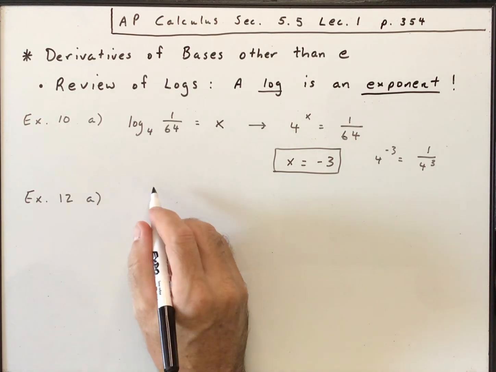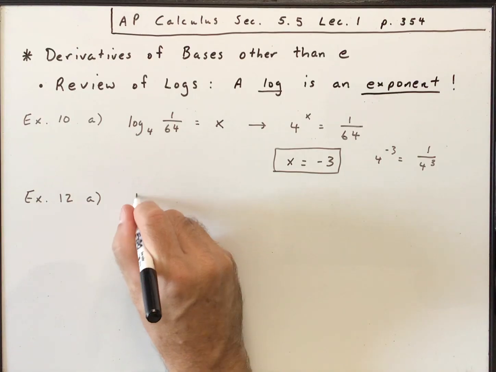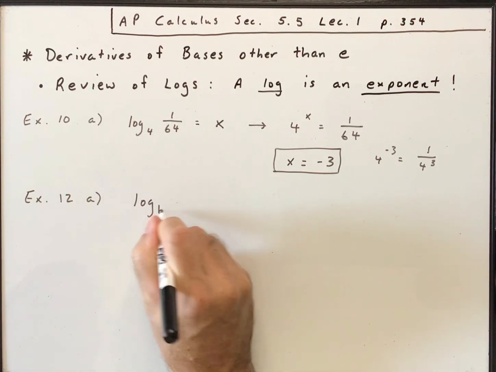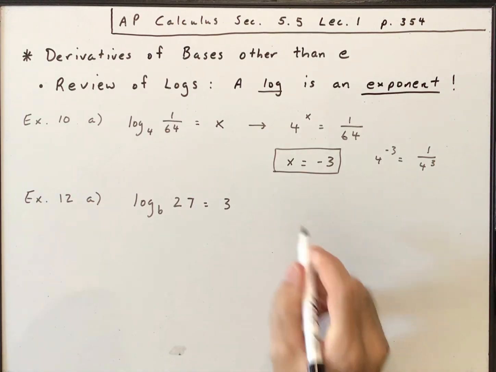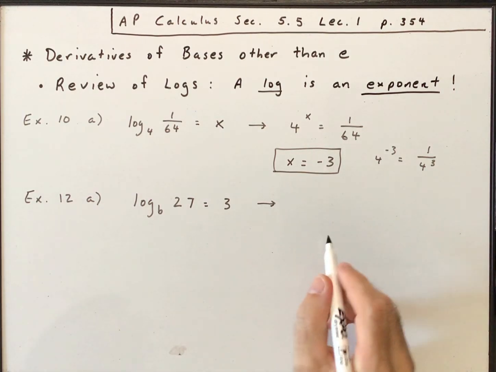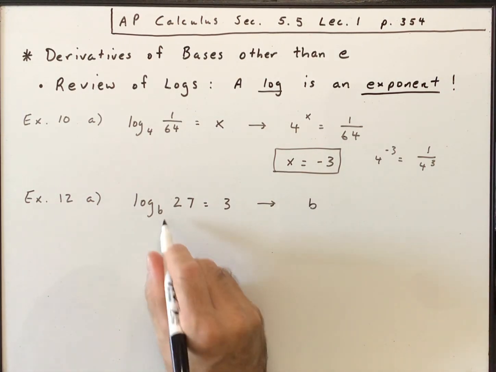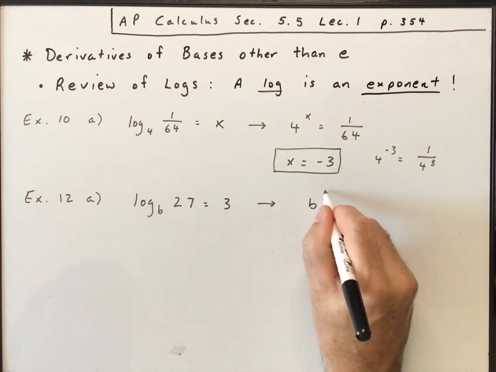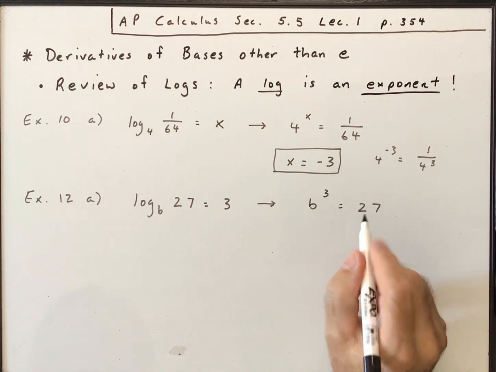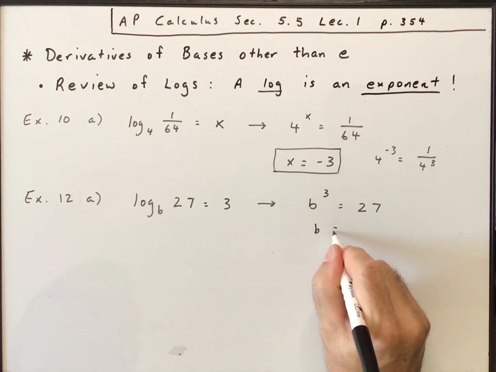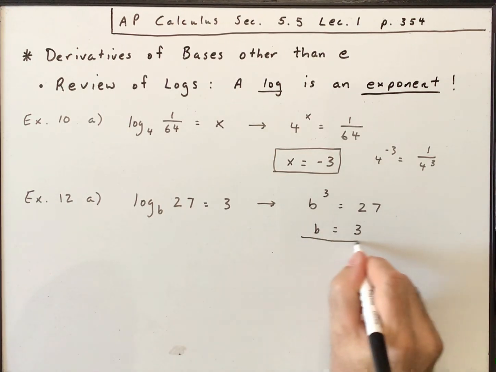So in that one, we have log base b of 27 is equal to 3. So let's rewrite this as an exponential. That's going to be b, the base, to the exponent 3 is equal to 27. And hopefully you can do that in your head with no trouble. b is going to be 3.